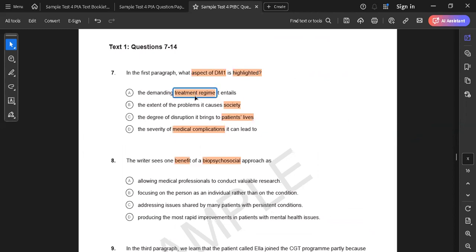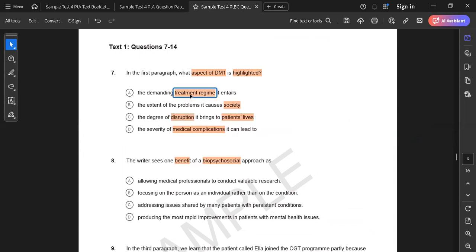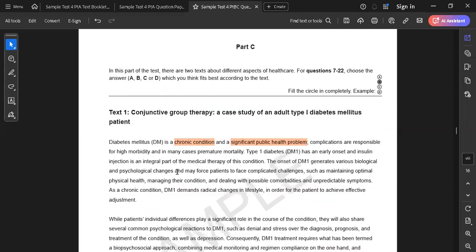Okay, so you can see it's talking about what? Disruptions, right? It's talking about disruptions it brings to patient's life. Some information about treatment, that insulin is written there, but it didn't say anything about the problems it may cause society. And there is one word complication also written there, but it can lead to what? The main highlighted part was disruption that is given to patients' lives. Okay, that's why they have used all these keywords that are matching.